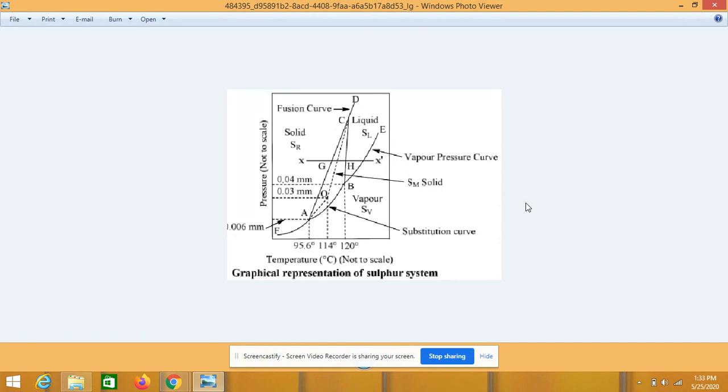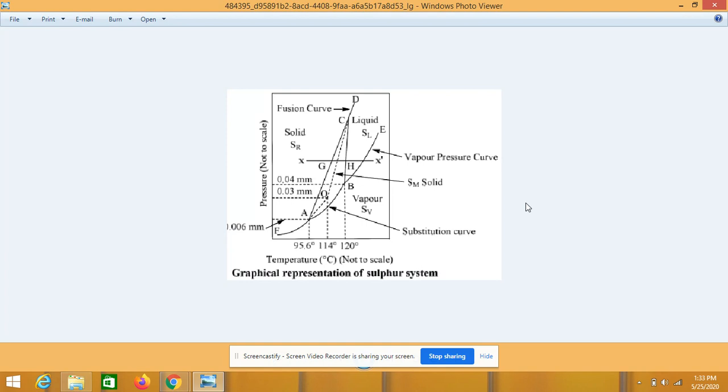The area to the left, FACD, is the solid phase rhombic sulfur. The enclosed area ABC contains monoclinic sulfur Sm. The area DCBE contains liquid sulfur, and below FABE is vapor sulfur.